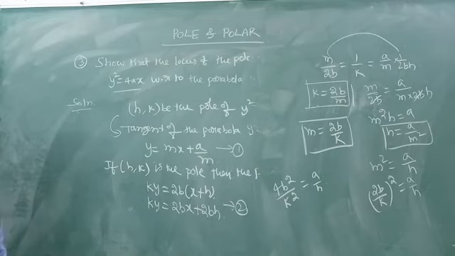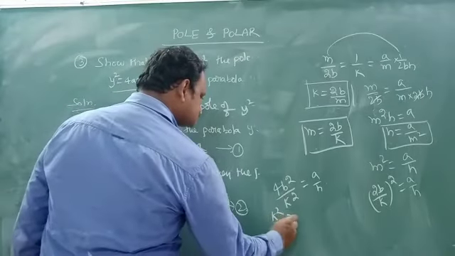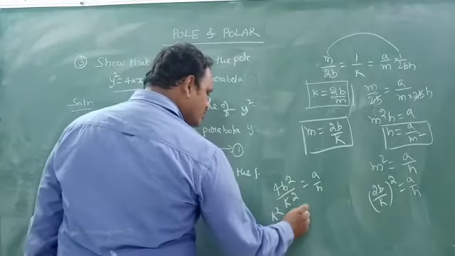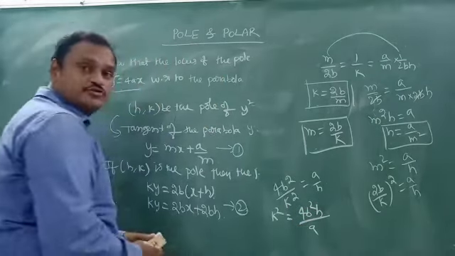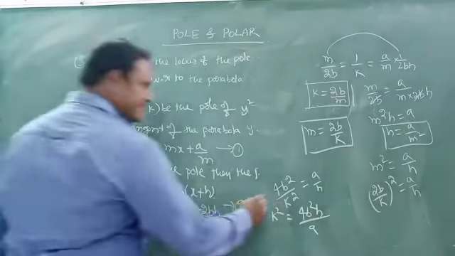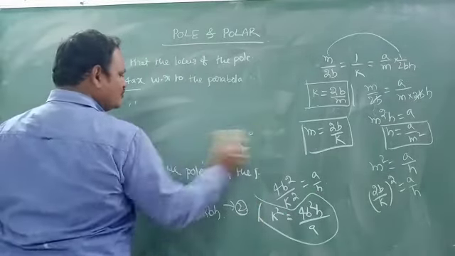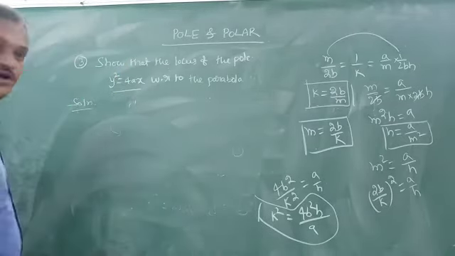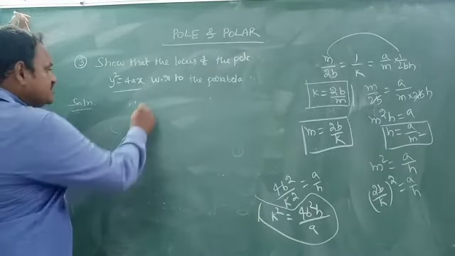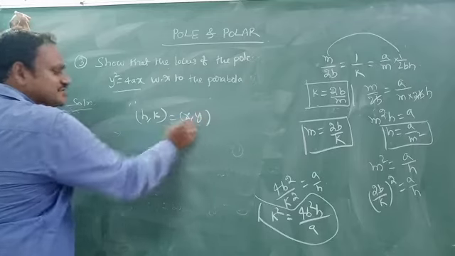From this, my dear students, we are going to get k square equal to 4b square h by a, like this. K square is equal to 4b square h by a. This is what we have got. Now we need the equation of locus. The equation of locus means, my dear students, you know that we have to replace h comma k by x comma y to get the generalized equation.